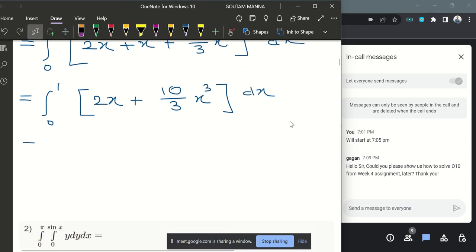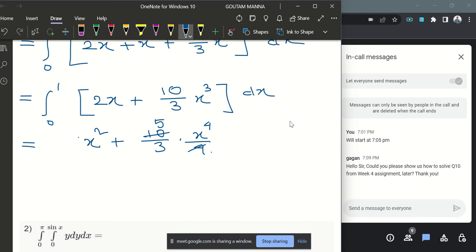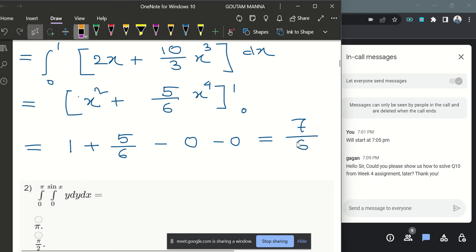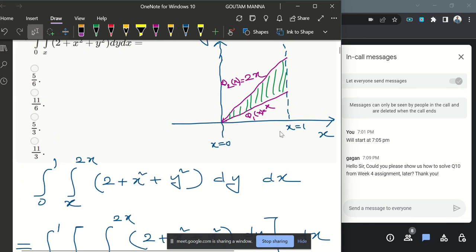Now if you do the x integration, it will be 2 times x square by 2, which will be just x square, so I write it as x square, plus 10 by 3 times x to the power 4 by 4, and dividing upper and lower half by 2, it will be 5 by 6 x to the power 4, and limit is from 0 to 1. Now if you put the upper limit, it will be 1 plus 5 by 6, and put the lower limit, it will be 0. So the answer is 7 by 6. Sorry, we add them, it will be 11 by 6. So the correct option is 11 by 6, the second one.